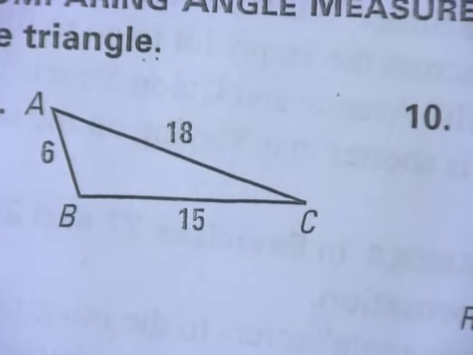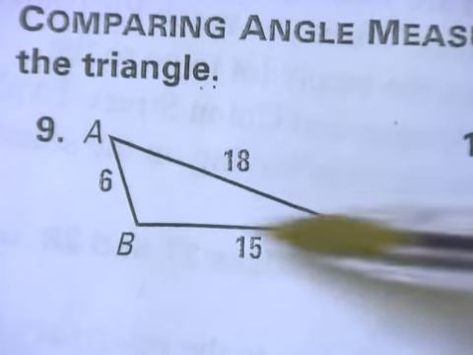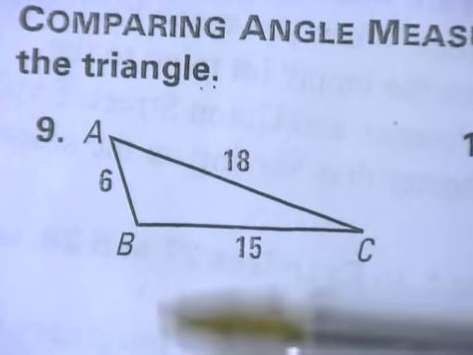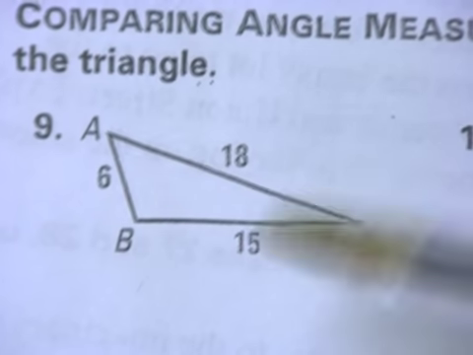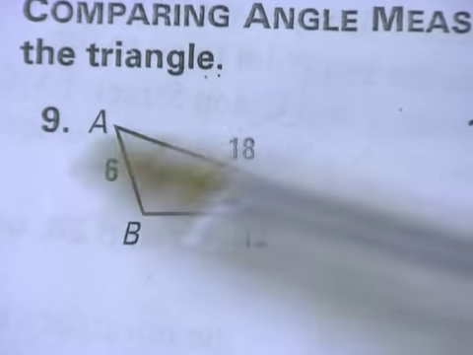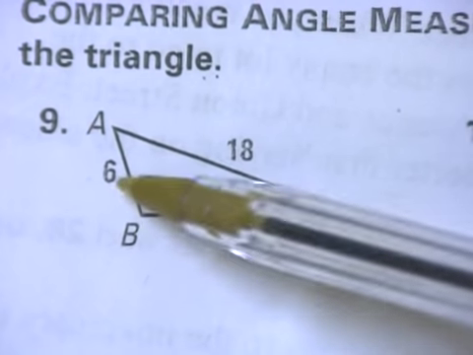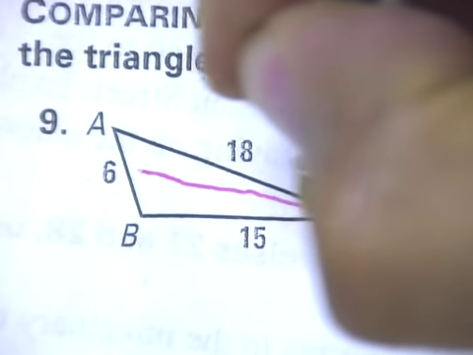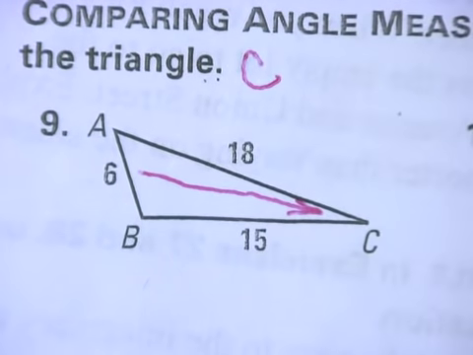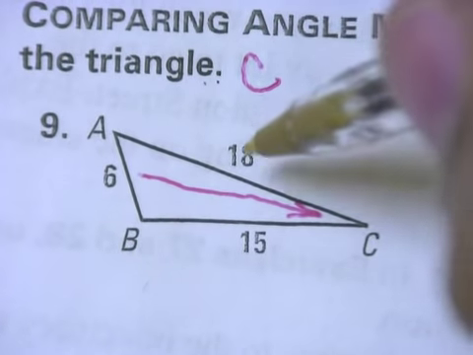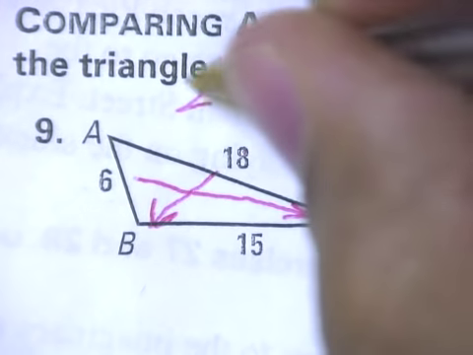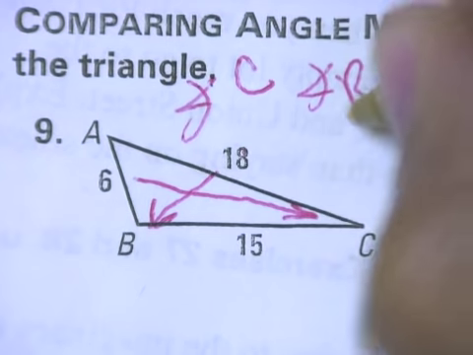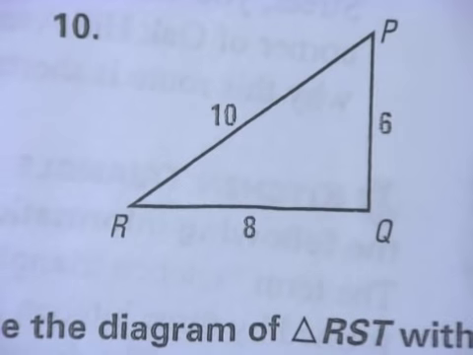For questions 9 through 11, they're asking us to name the smallest and the largest angles. Here, they're giving me the sides, and I'm looking for the smallest and the largest angles. Well, naturally, the smallest angle is going to be across from the smallest side. Well, we can see here that 6 is the smallest side. That's across from C. So C is the smallest angle. And then I can see here clearly that 18 is the biggest side, and that's across from B. So angle C is the smallest, and angle B is the biggest.